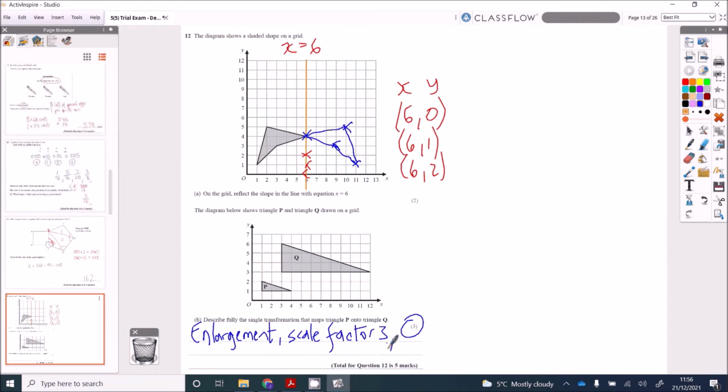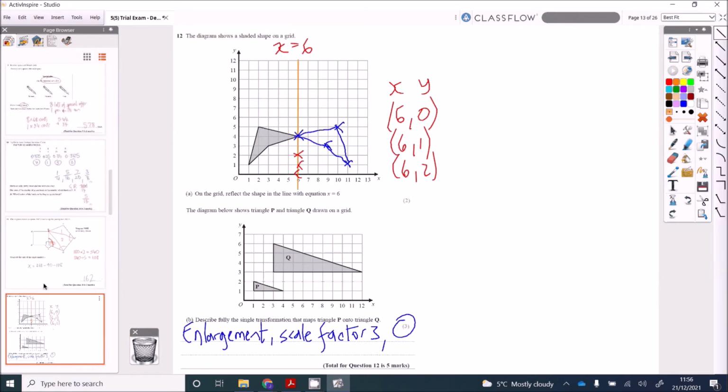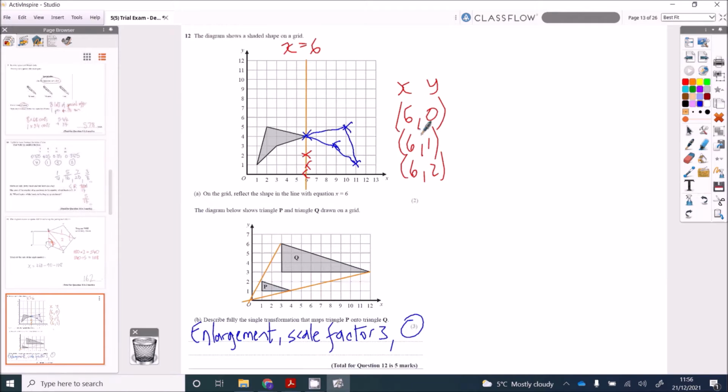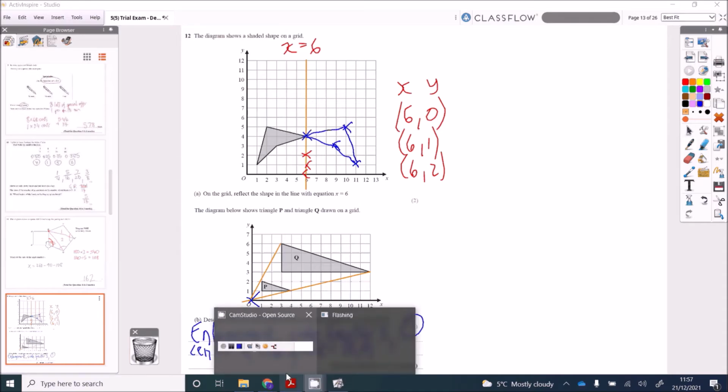And then thirdly, you need the center of enlargement. So what I suggest you do, get your ruler out and go from one point to the same point, then go from another point to the same point, and just see where those 2 lines cross. And they are crossing at the origin. So the third point you need to make is center of enlargement 0, 0. Okay, enlargement, scale factor 3, center of enlargement 0, 0.